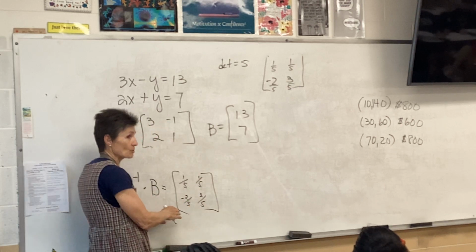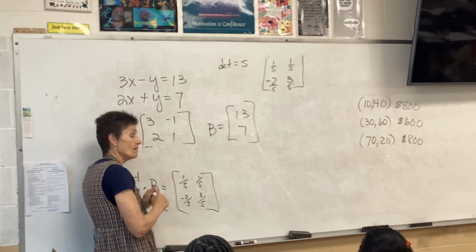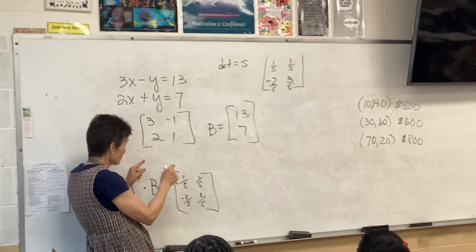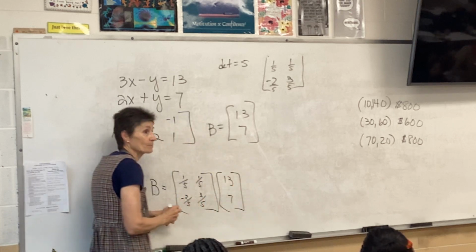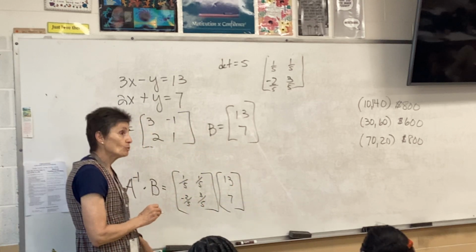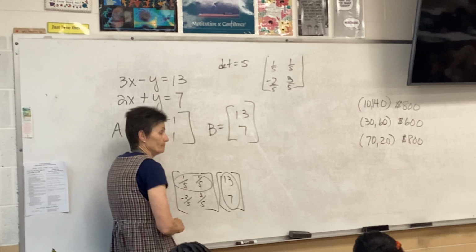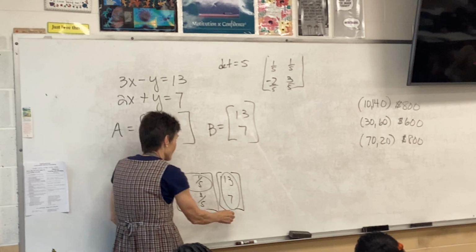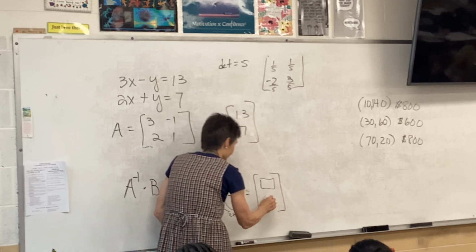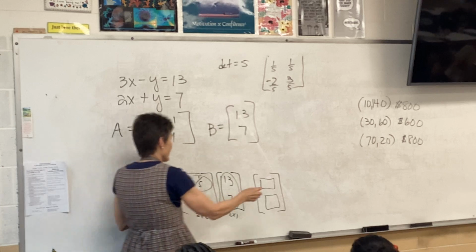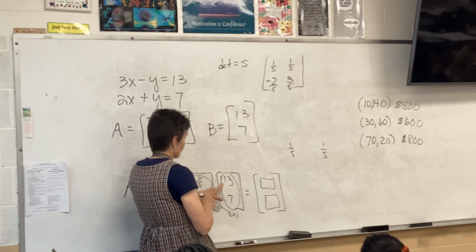Now, this is not the answer to this question. This is the answer to the question that says find A inverse. Here we're using the inverse method, which means I have to multiply that times 13/7. I'm not going to freak out. It's row by column. Okay, so 2 by 2, 2 by 1, I'm gonna get a 2 by 1 answer, okay? So I'm gonna take 1/5, 1/5, I know they're fractions, don't panic. 13 and 7.